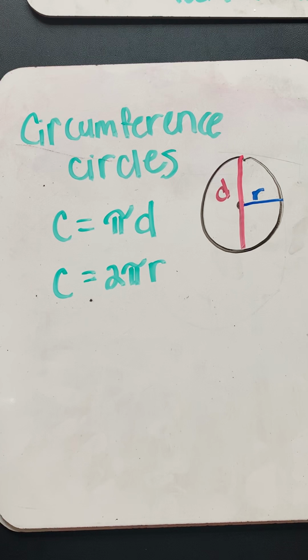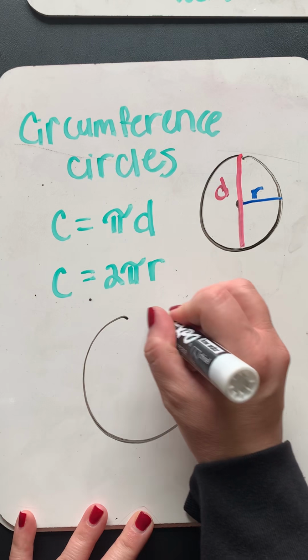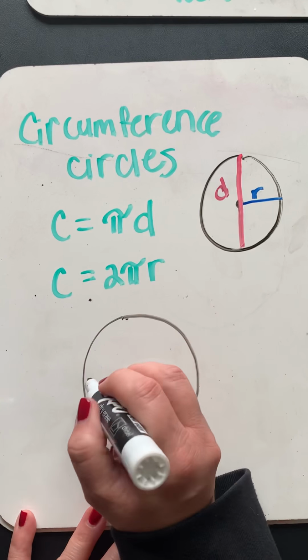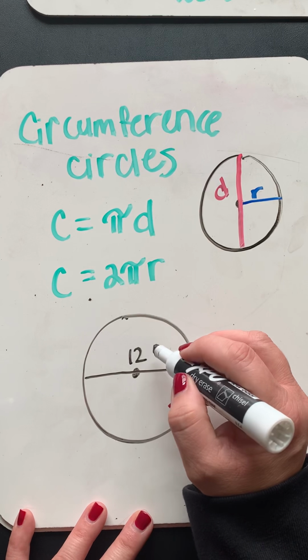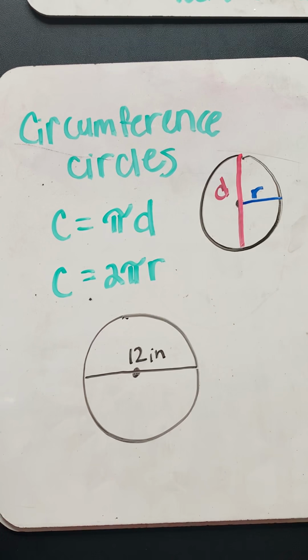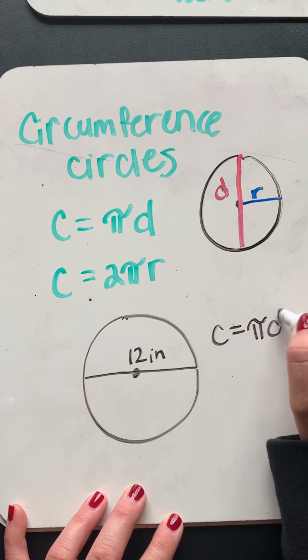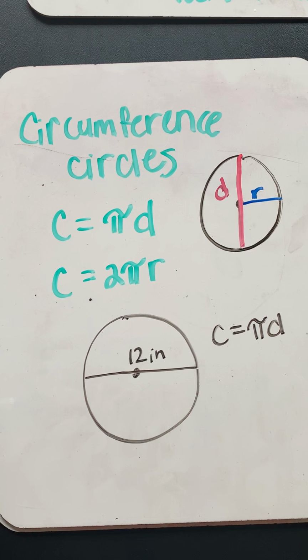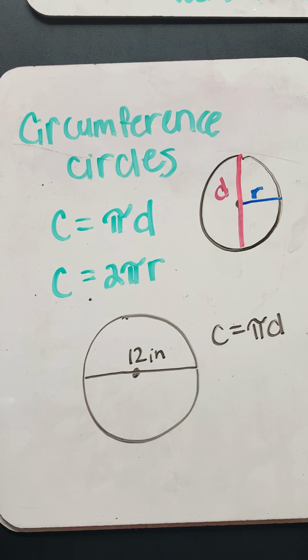So if I have a circle that looks like this, and I say I have the number 12 here, 12 inches, which formula will I use? I'm going to use my circumference equals pi times diameter formula. I have the diameter here. This 12 is diameter, it's not the radius. Radius is half of your diameter, okay?